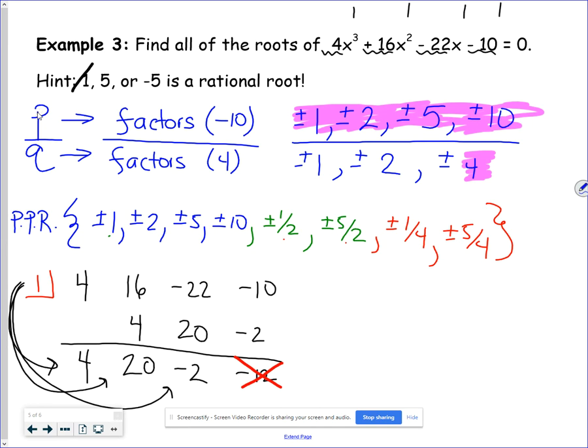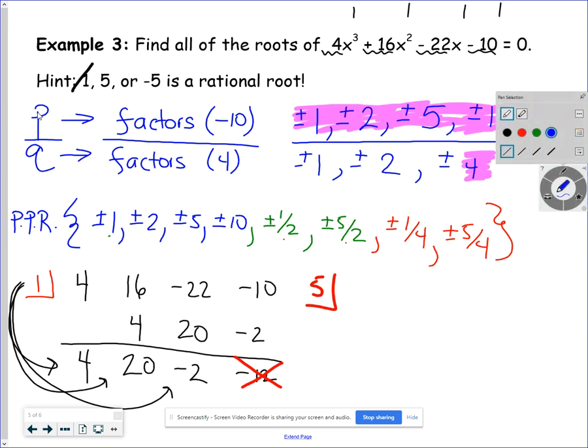So let's test out 5. See if 5 is going to be the one that works. So let's list out the coefficients again. We got 4, 16, negative 22, negative 10. Bring down the 4.